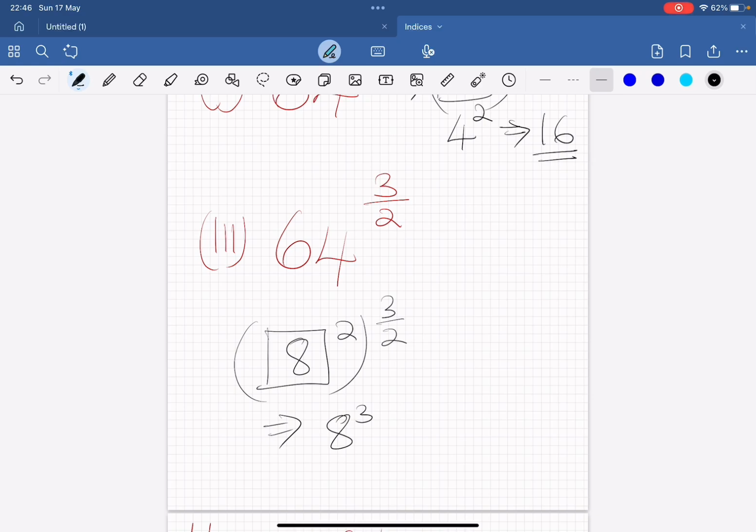Now, the next thing, since the question was saying find the value of, and it never said leave your answer in index form, it means that you're going to compute 8 by 8 by 8, which is basically 512.